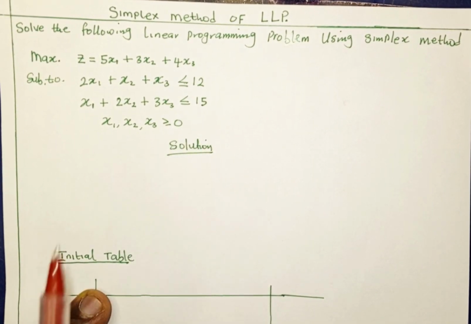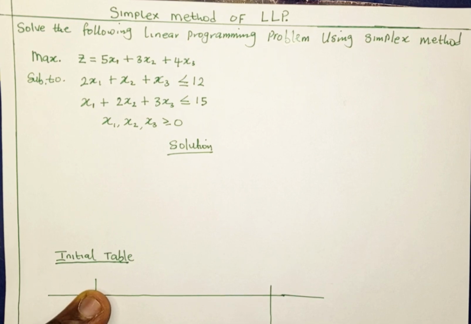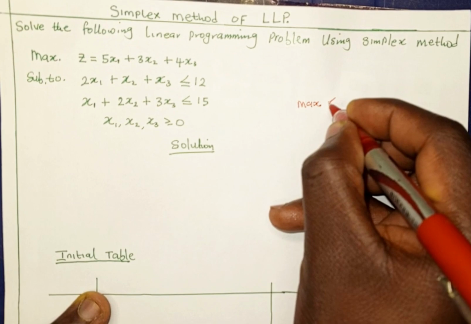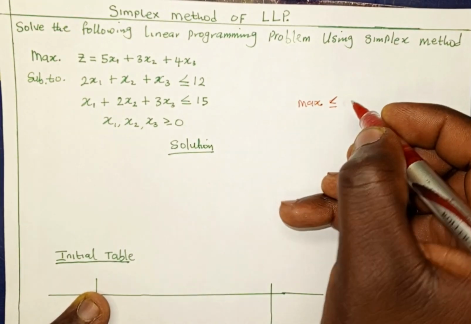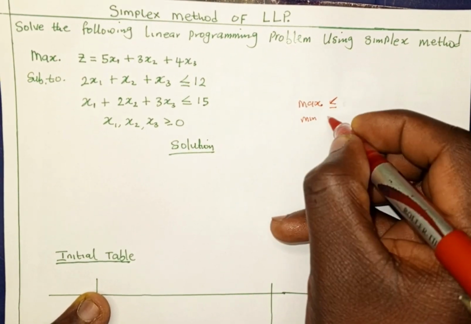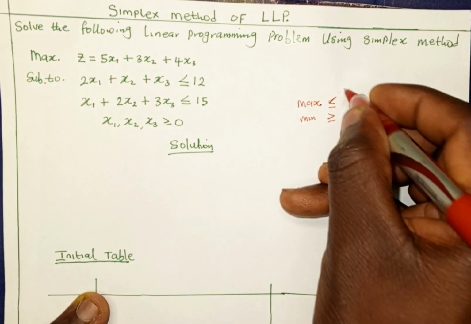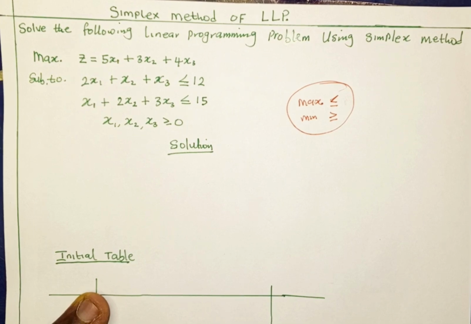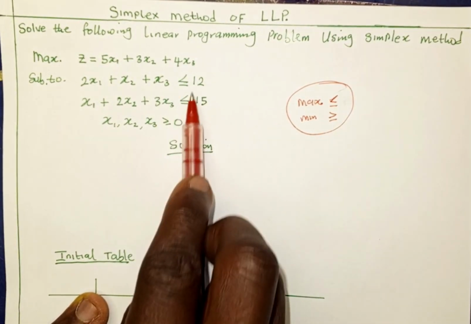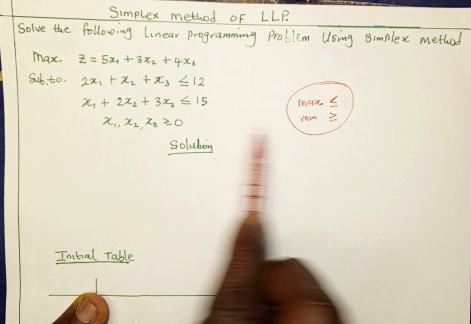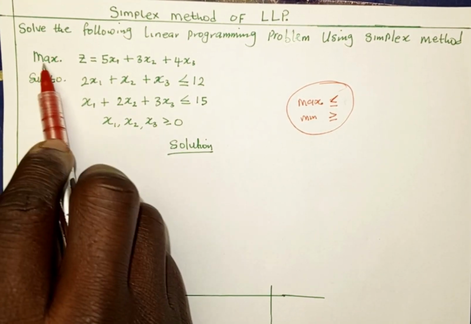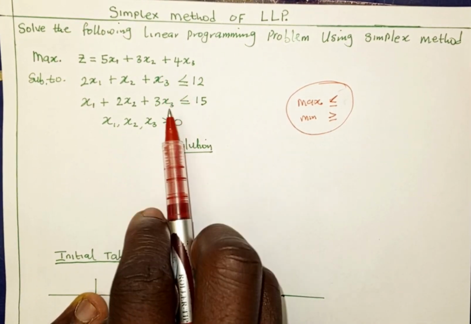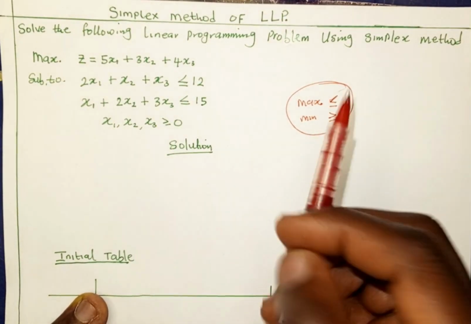To solve this problem, the first thing we're going to consider is two conditions. First condition, if the problem is given in maximum form, the inequality is going to be less than or equal to. But if the problem is given in minimum form, the inequality is going to be greater than or equal to. So these are the first two conditions we're going to check. If you look at these two equations given, it's less than or equal to and less than or equal to, and the problem is maximum. So these two equations satisfy the first condition because it's maximum.